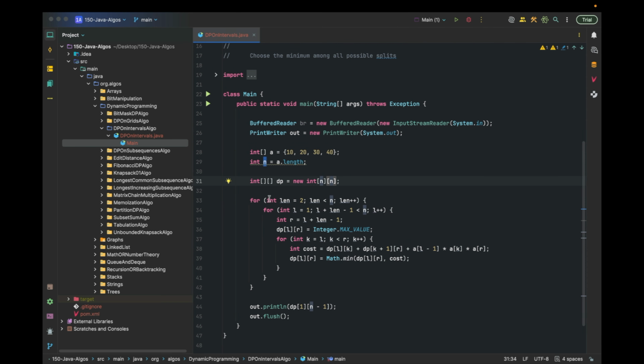So next we have two for loops here. The first for loop is for length. So length represents the length of the matrix chain, right? The minimum meaningful chain length is 2 here. In this case, we are starting from 2.